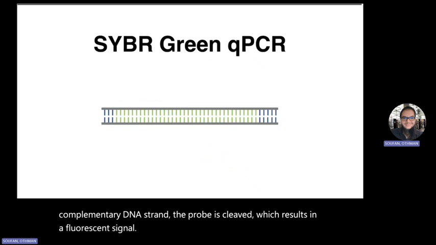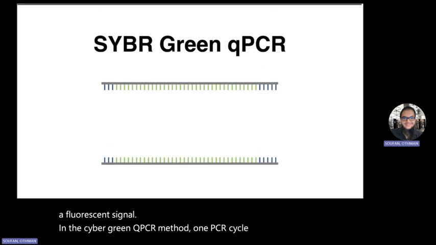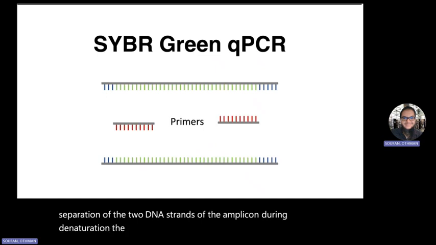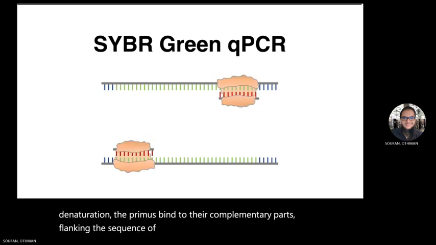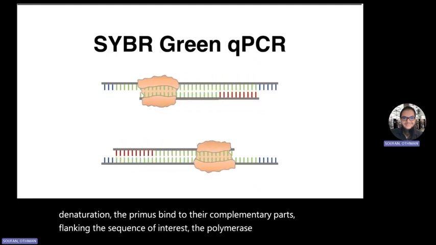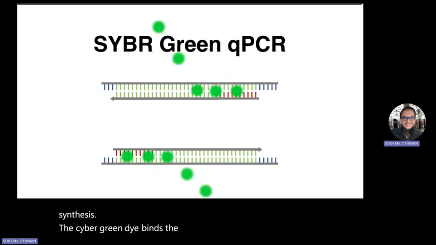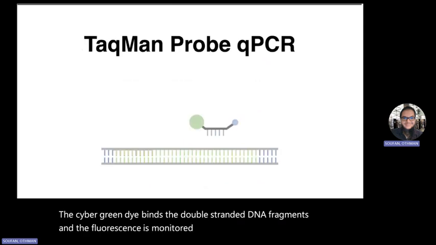In the SYBR Green qPCR method, one PCR cycle starts with the separation of the two DNA strands of the amplicon. During denaturation, the primers bind to their complementary parts, flanking the sequence of interest. The polymerase starts with the synthesis. The SYBR Green dye binds the double-stranded DNA fragments, and the fluorescence is monitored after each cycle.